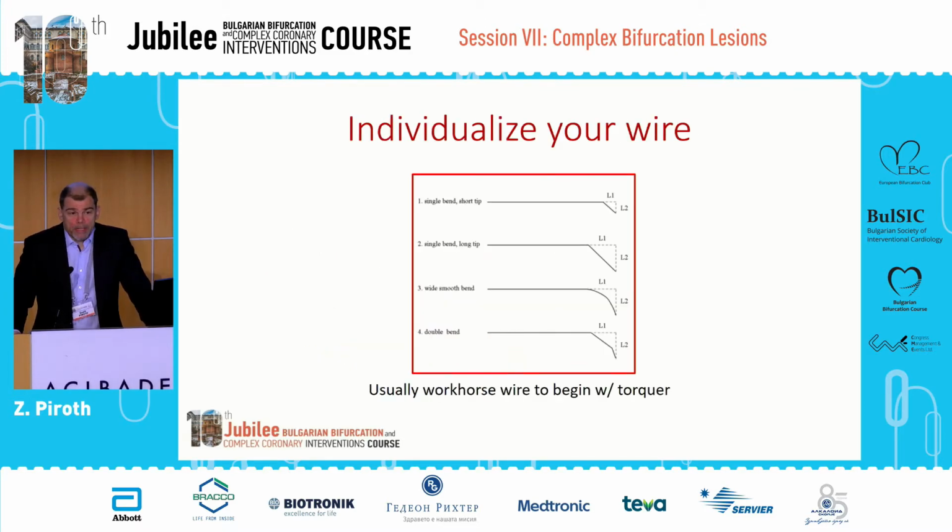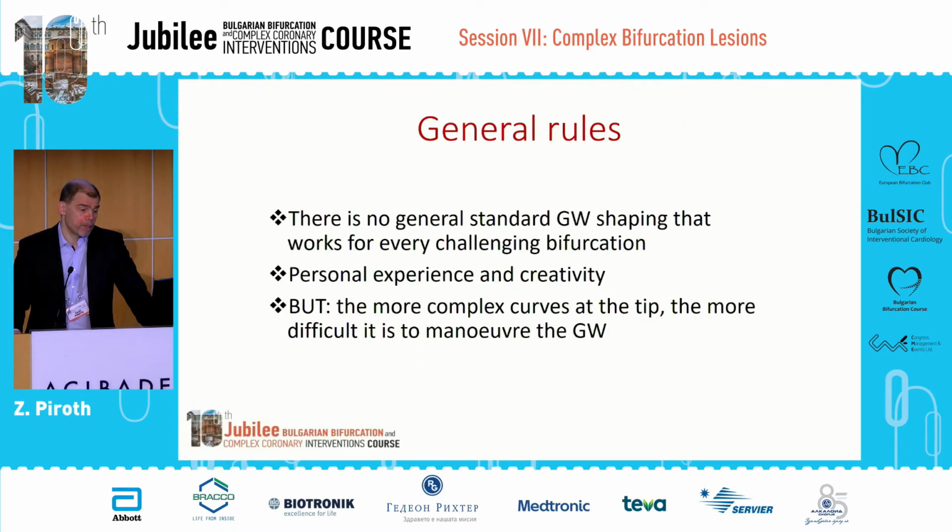The most important technique that we use is individualizing our wire. Of course, we can use a single bend, a short tip or a long tip, or a wide, smooth bend. But most of the time, my preferred technique is double bend, respecting the anatomy. So this is why we should pay attention to the anatomy of the bifurcation. And we usually start with workhorse wires that we are most familiar with and apply a torquer for being able to guide the wire into the side branch of interest.